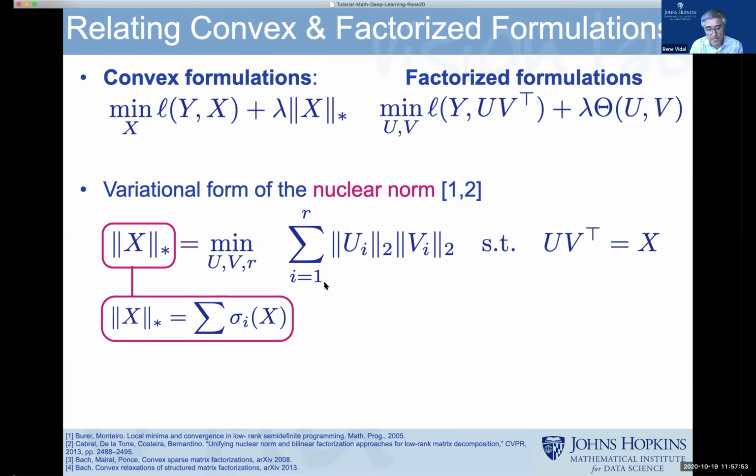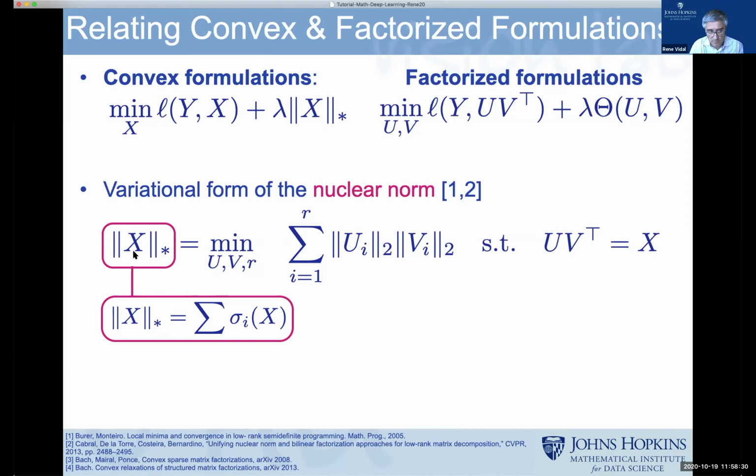What is this objective? It is the sum from 1 to R. R here is the size of U, the number of columns of U. And U sub i is the ith column of U, and V sub i is the ith column of V. So it's the sum of products of norms of the columns of the matrices U and V. And the magic of all of this is that if you minimize that with respect to all possible factorizations of all possible sizes, you get the nuclear norm on the left.